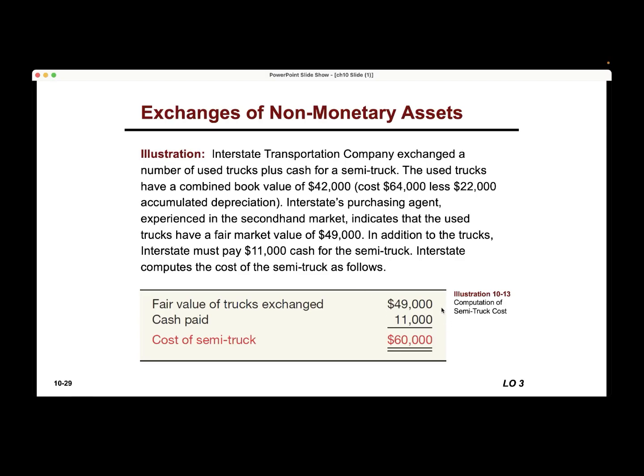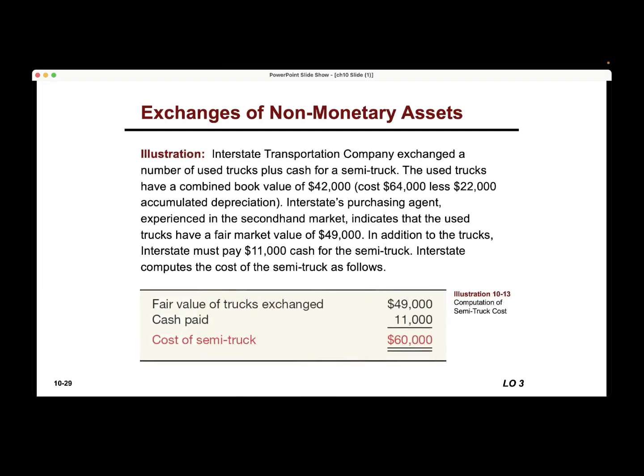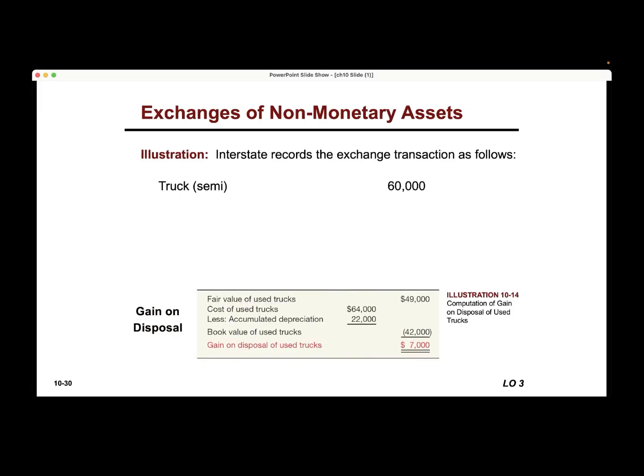As from this calculation, we have the cost of the new semi-truck of 60,000 by adding up the fair value of the old truck and the cash paid by Interstate Transportation. Let's take a look at how Interstate records this exchange transaction where they dispose of their used or old truck and recognize a gain. First, they record the new semi-truck at 60,000, which is the cost of the new truck they are acquiring from our previous calculations. So we need to debit truck of 60,000, and next we have accumulated depreciation of the old truck of 20,000. We need to remove it from our balance sheet.